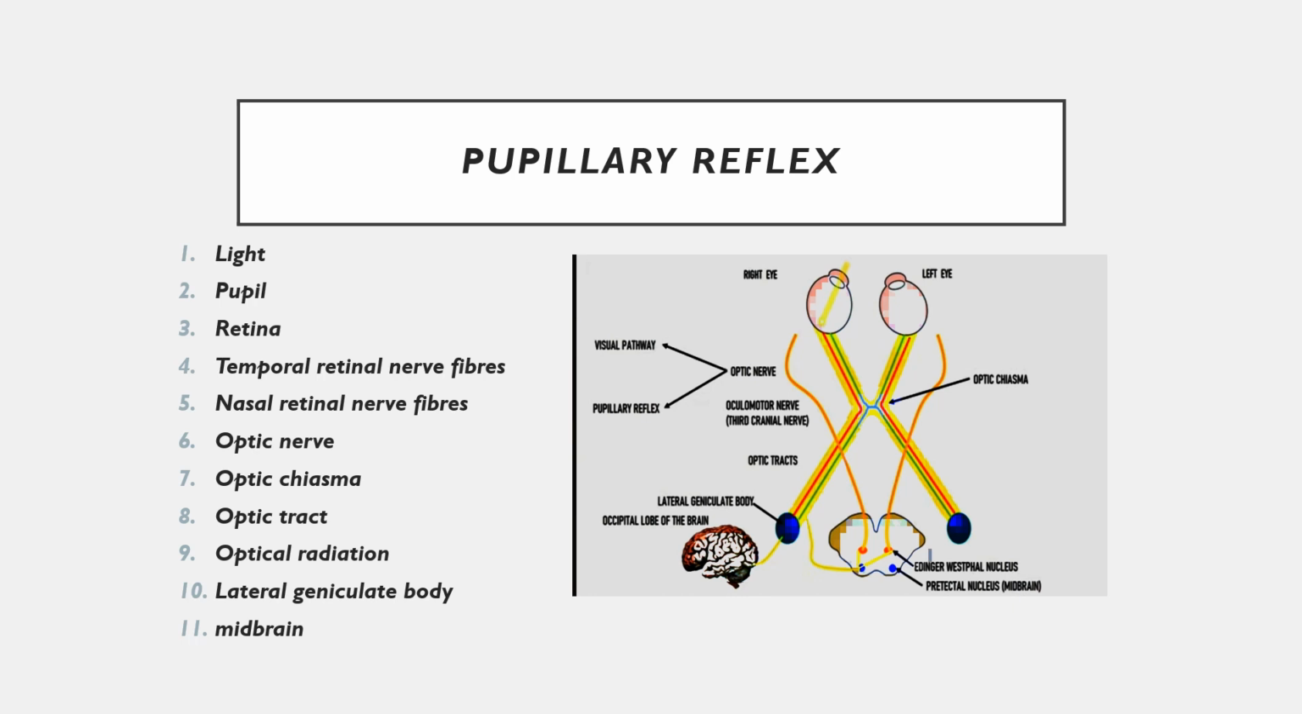From the midbrain, the light reaches the Edinger-Westphal nucleus. From here the light reaches the ciliary ganglion. The ciliary ganglion is present behind the eye. With the help of the oculomotor nerve, light reaches the ciliary ganglion. From here the light reaches the iris. So this is how light is initiating the constriction of the pupil. This is the pupillary reflex pathway.